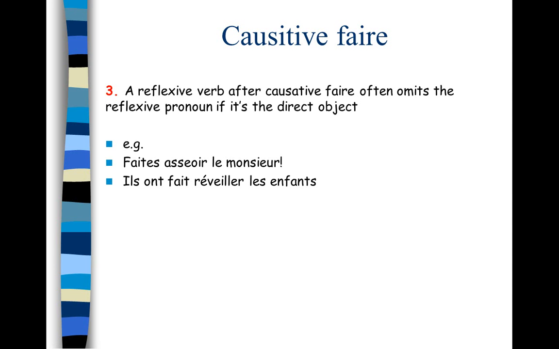Next point. A reflexive verb after causative faire often omits the reflexive pronoun if it's a direct object. Now, there's a reason for this. Faites s'asseoir le monsieur. We know that s'asseoir is a reflexive verb, to sit down, but it means to sit oneself down. We don't have the reflexive pronoun there for a reason, because you're not having the monsieur sit himself down, you're making him sit down. So, faites s'asseoir le monsieur. Make him sit down. So we don't need the reflexive pronoun. Ils ont fait réveiller les enfants. They had the children woken up. So again, they're having the action done, if you like. We don't need the reflexive pronoun there.